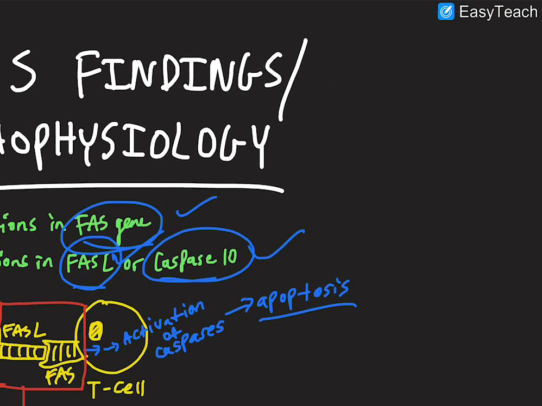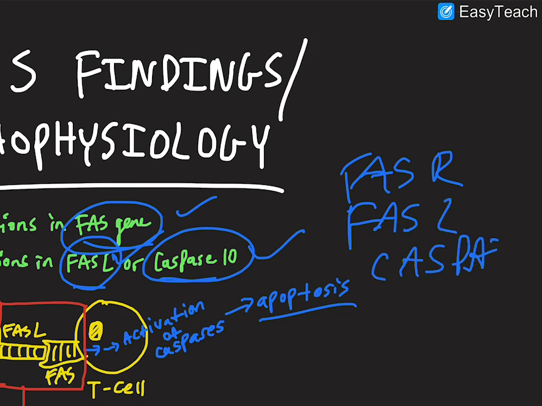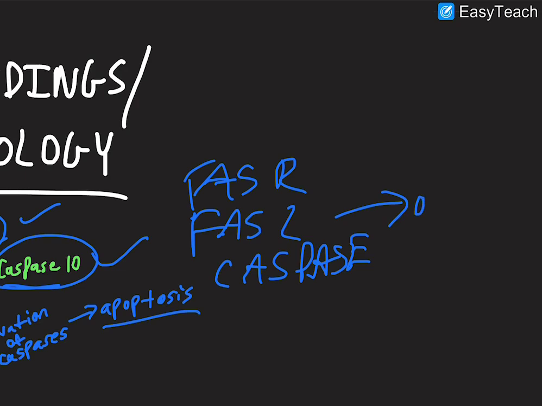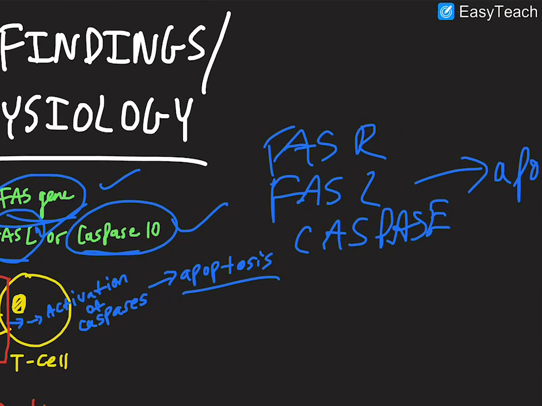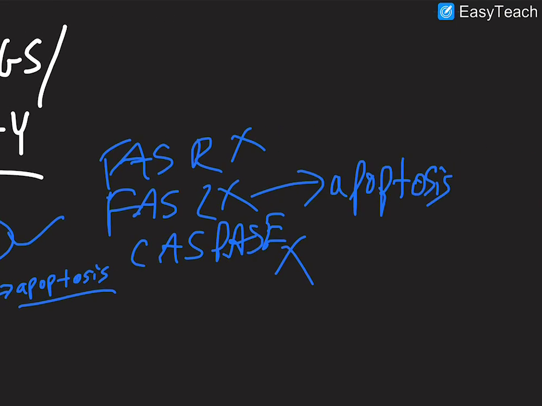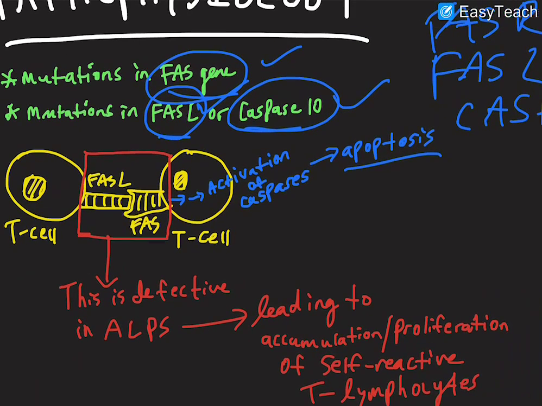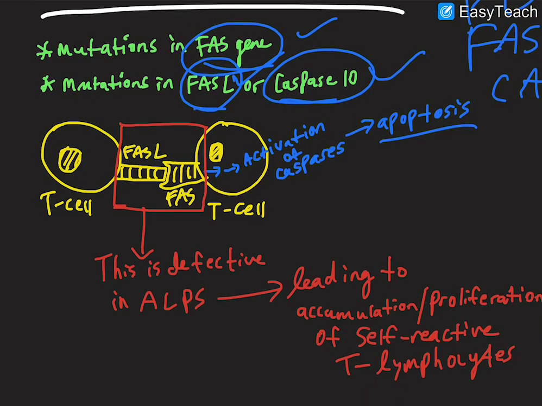All of these, whether that's the Fas receptor, right, or the Fas ligand, or the caspase enzymes, all of these are important for inducing apoptosis in these self-reactive T cells. So if you have a mutation in any one of these, you can no longer undergo apoptosis of your self-reactive T cells. So that means your self-reactive T cells just won't die. So they're going to keep on proliferating and accumulating. And that's what will lead to autoimmune lymphoproliferative syndrome.